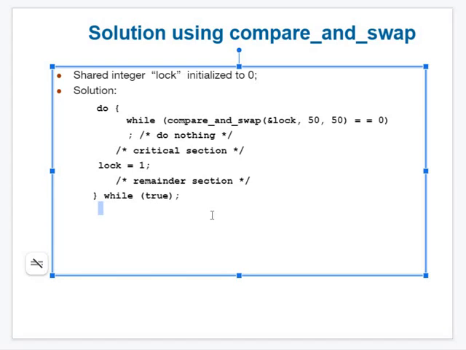Okay, so thank you. This is one part, slightly difficult. In the next class or the next video we will continue with some more concepts related to process synchronization.